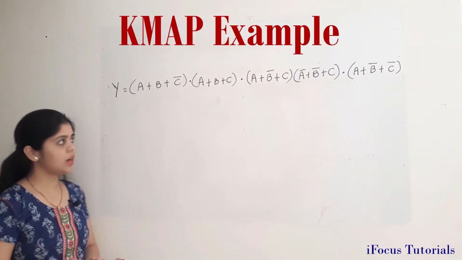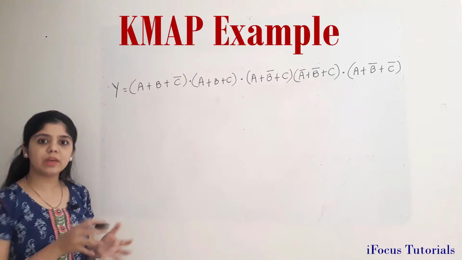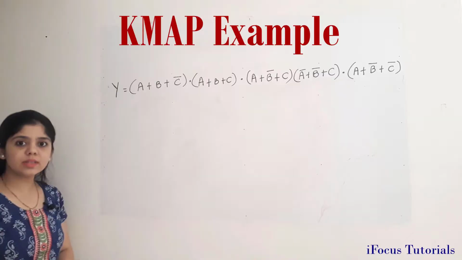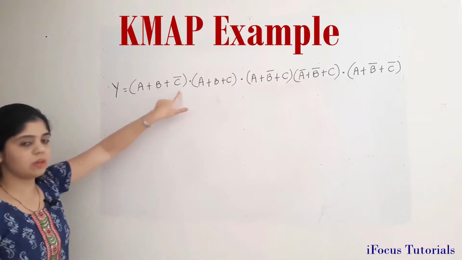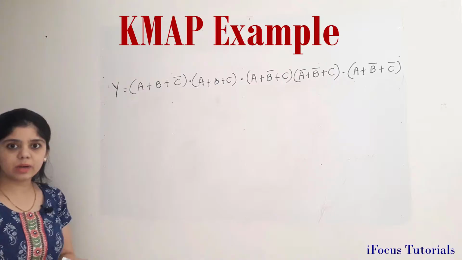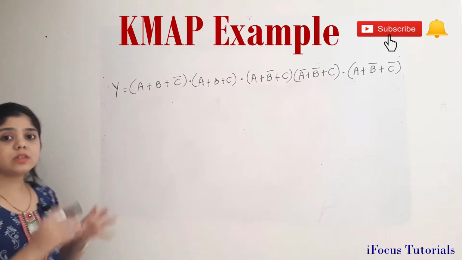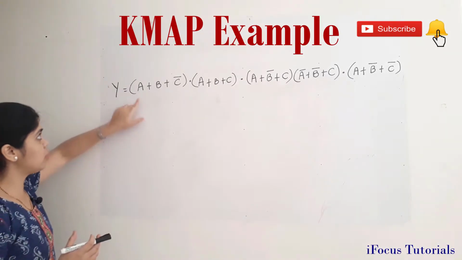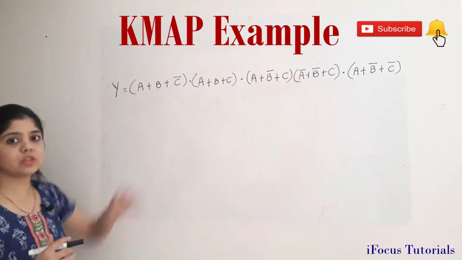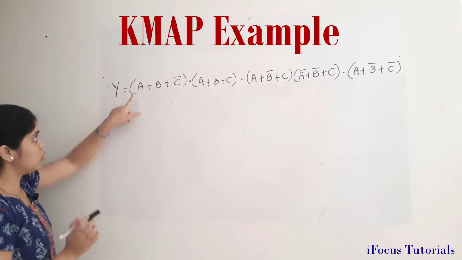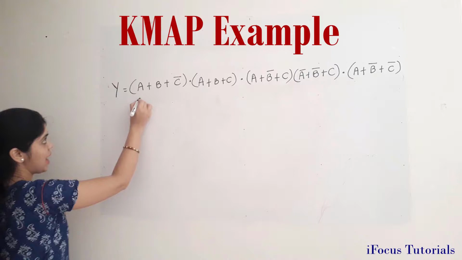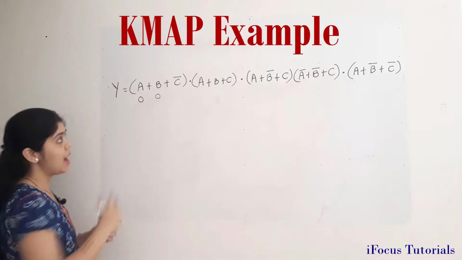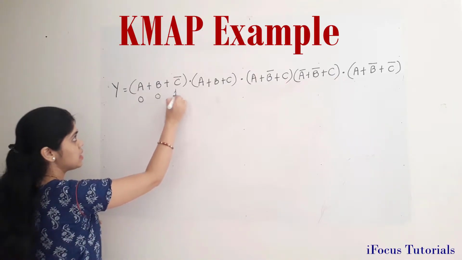Now let's start solving our POS expression by using a KMAP. By observing this expression, it is clear that we have 3 variables, so we will use a 3 variable KMAP here. The next step is to represent this expression in terms of box numbers. First we will write down the expression in terms of binary numbers. The original variable is represented as a 0, so a will be 0, b will again be 0, and a complemented variable is represented as 1.